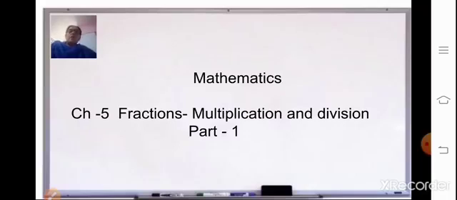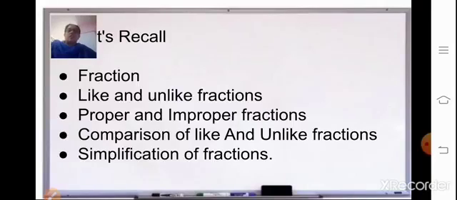Today let us start with a new chapter, that is chapter 5, fractions, multiplication and division. Now before we start with this chapter, let us quickly take a recap of what we did in the last class, that is before the vacation.